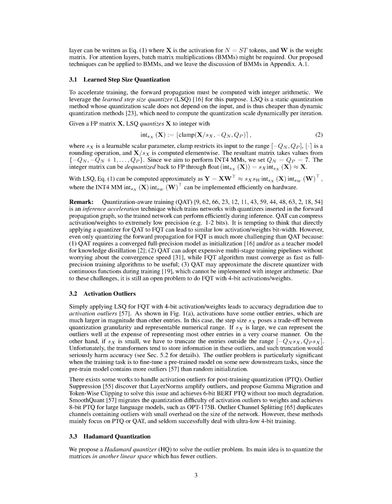Section summary. Quantization-aware training, QAT, is a technique that trains networks with quantizers to compress activation and weights to low precision for efficient inference. However, applying a quantizer for QAT to FQT is more challenging because FQT requires a converged full precision model as initialization, must converge as fast as full precision training algorithms, and cannot approximate the discrete quantizer with continuous functions during training. Therefore, it is still an open problem to do FQT with 4-bit activations and weights.